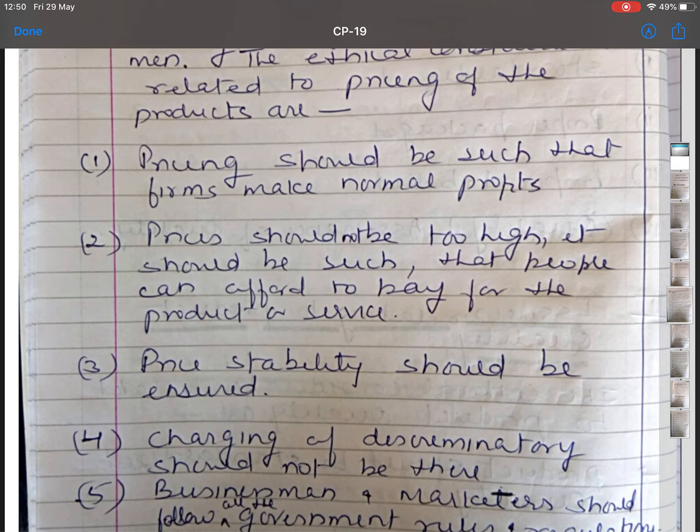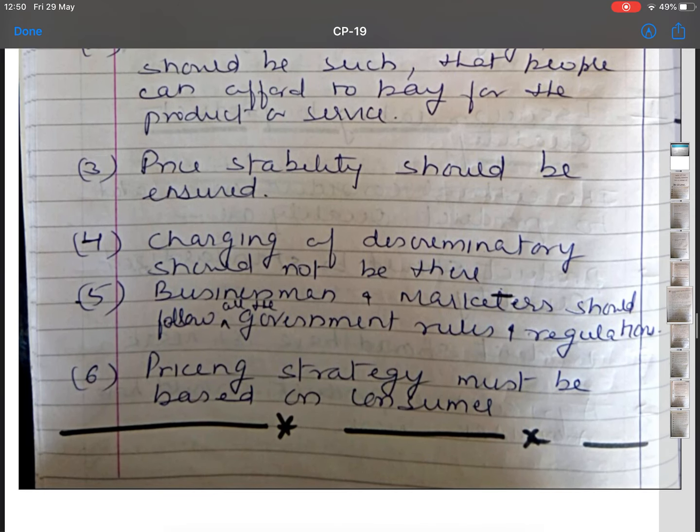Pricing should not be too high. It should be such that people can afford to pay for the product or service. Pricing stability should be ensured, and there should be consistency in the pricing. Then charging of discriminatory prices should be totally avoided. Then businessmen and marketers should follow all the government rules and regulations related to pricing of the products. Then pricing strategy must be based on the consumer buying capacity.